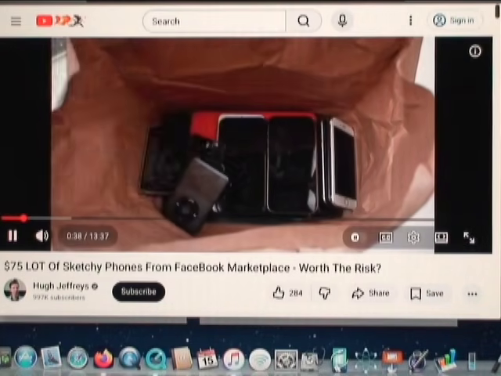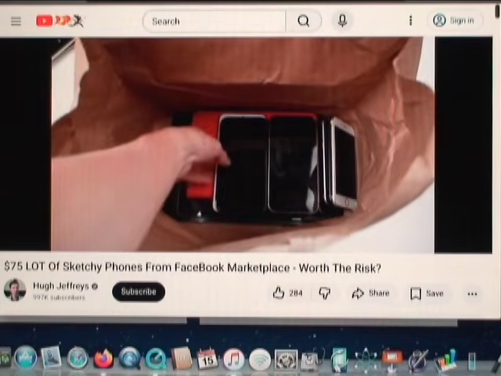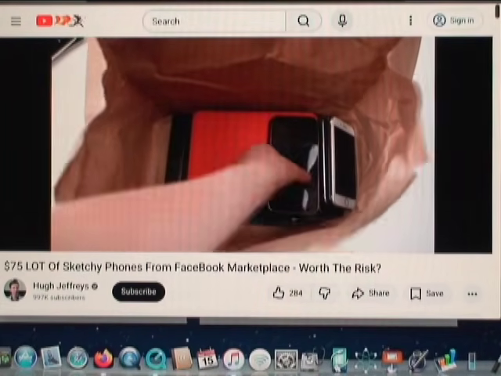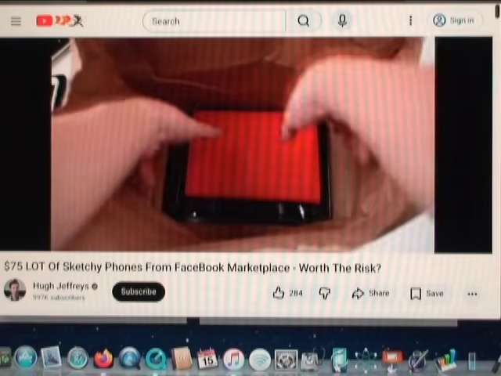I had to take his word that they were all unlocked and not stolen or something nefarious. Judging by the amount of phones he was selling and the age and condition, I'm guessing he ran a repair shop and these were trade-ins or e-waste.